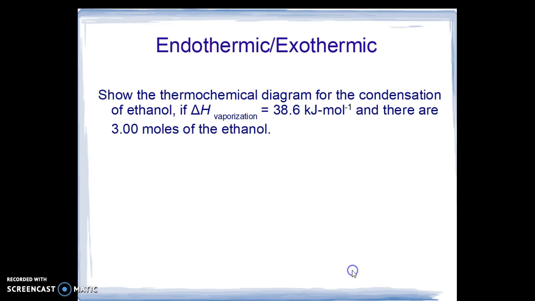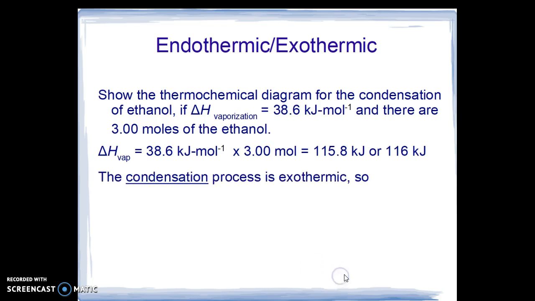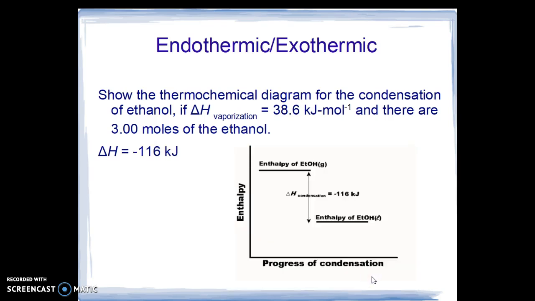Finally, endothermic, exothermic. We want to show a thermochemical diagram for the condensation of ethanol. We get delta H of vaporization, but we're going the other direction. We're going vapor to liquid. And if we've got 3 moles, we're involving 116 kilojoules. And here it is, of course negative, it's exothermic. And there's the diagram that you're supposed to make. Here is the before, and here is the after, and that is the way we do these things.